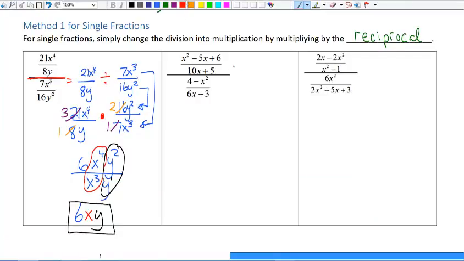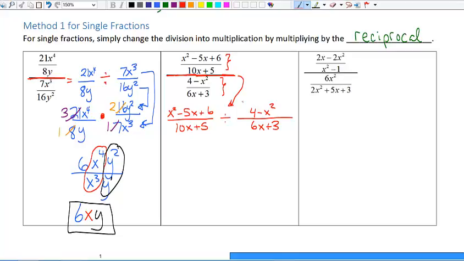On the next fraction, notice we do have one long fraction in the numerator, one fraction in the denominator. Yes, there's adding and subtracting, but because the bar goes all the way across, that's one long fraction in the numerator, one long fraction in the denominator. So this is a single fraction. So I'd like to rewrite this long division bar into a horizontal division problem. So we have x squared minus 5x plus 6 over 10x plus 5 divided by 4 minus x squared over 6x plus 3. All I did is I changed that divide bar into more of a horizontal division problem.